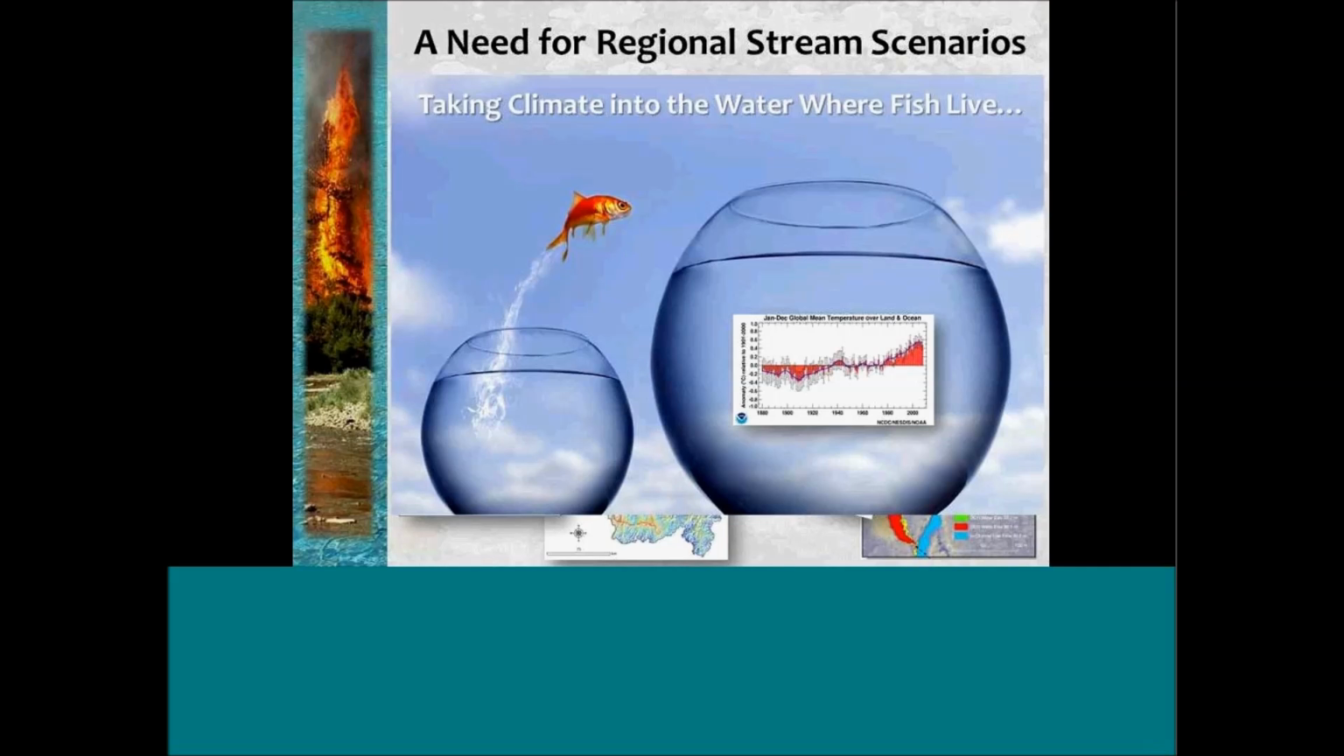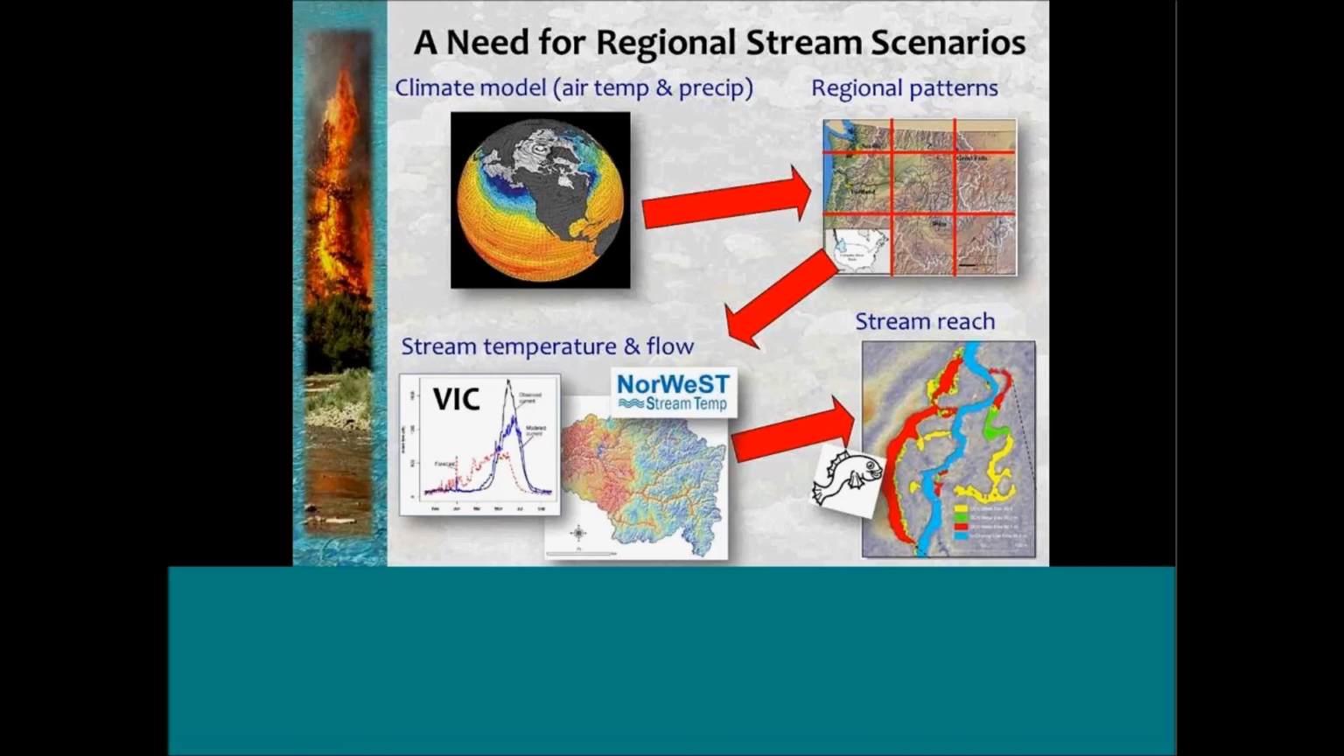And so the ultimate impetus for NorWeST was just to develop a set of regional stream temperature scenarios and to take climate into the water where fish actually live. And so what we've been doing essentially is working in the bottom left part of that flow chart and building mesoscale models, river network models that allow us to predict stream temperature, and some earlier work that we did with VIC flows, predict those for all reaches within a river network, and then have those models linked to outputs from the global climate models and the regional climate models.